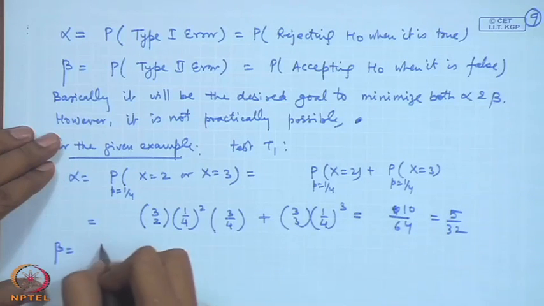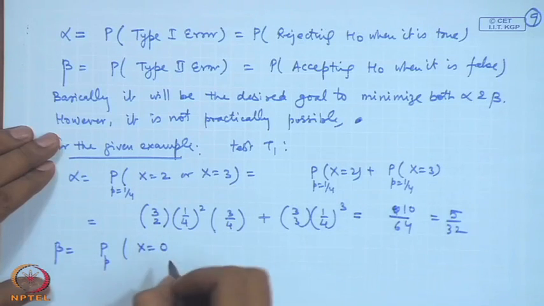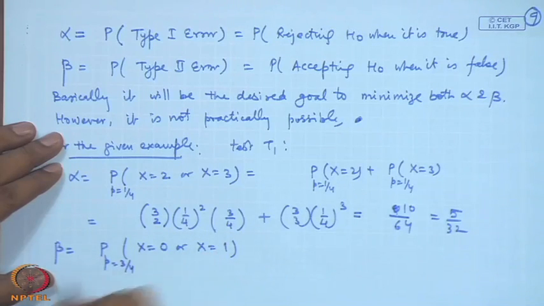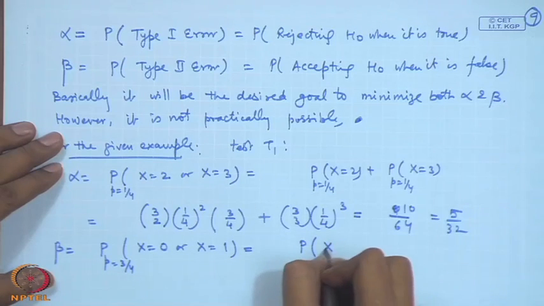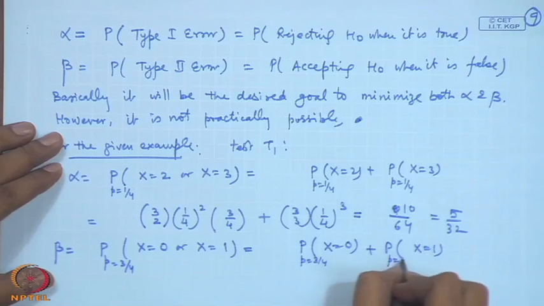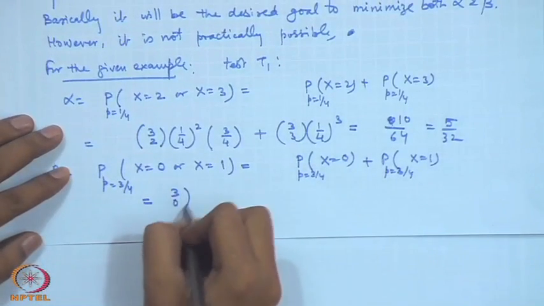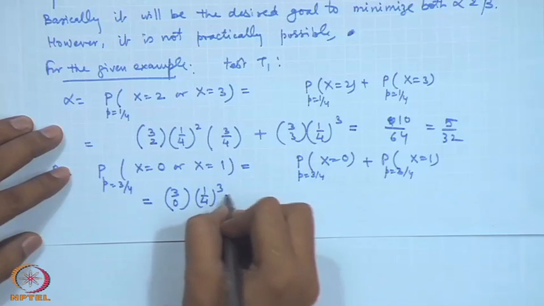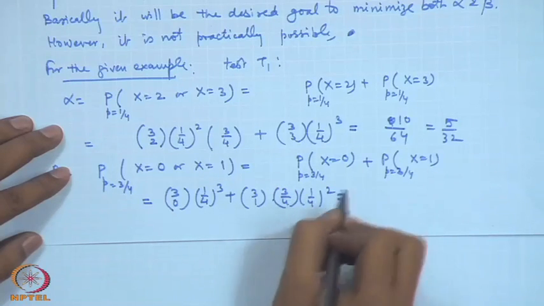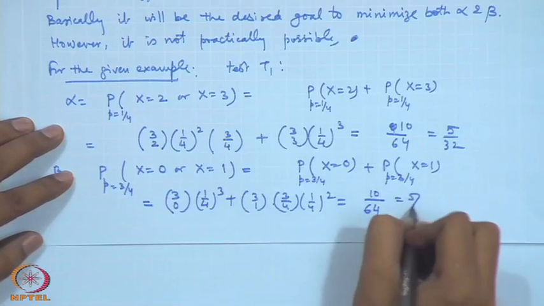Let us look at beta. Beta is the probability of accepting H naught when it is false. So, we accept H naught when x equal to 0 or x equal to 1 when it is false, that means when p is equal to 3 by 4. So, that is equal to the probability of x equal to 0 when p is 3 by 4 plus the probability of x equal to 1 when p is 3 by 4. Once again we calculate these quantities, it turns out to be 3 c 0 (1 by 4) cube plus 3 c 1 (3 by 4) into (1 by 4) square. So, once again it is equal to 10 by 64, which is equal to 5 by 32.